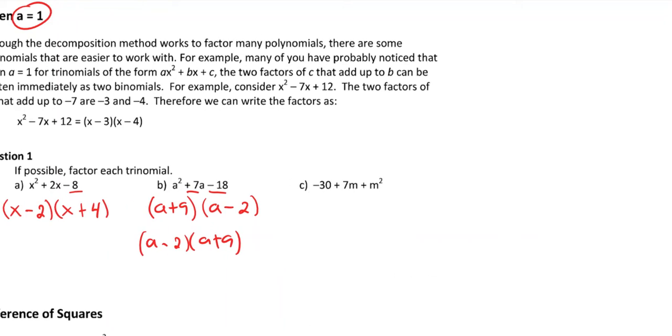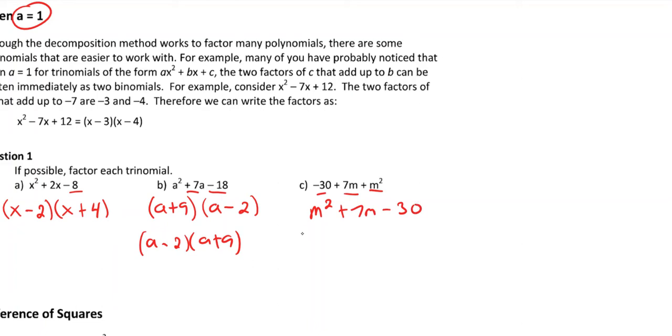Now this one. Typically what I would do right off the bat, do you remember with polynomials you can move these terms around however you like? Let's do that first. Let's put the m squared out front, then the m, and then the number on the end. So that'd be m squared plus 7m minus 30.